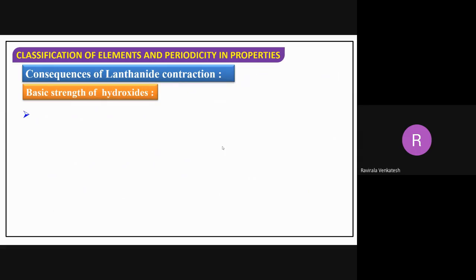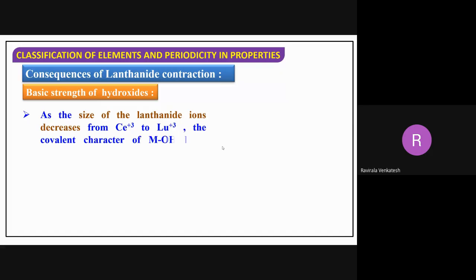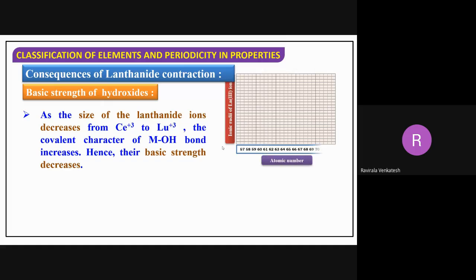Next, one more consequence, if you observe: the basic strength of the hydroxides. For example, cerium hydroxide, Ce(OH)3, to lutetium hydroxide, Lu(OH)3. As for the size from cerium to lutetium, I already told you about lanthanoid contraction. What happened to the size?